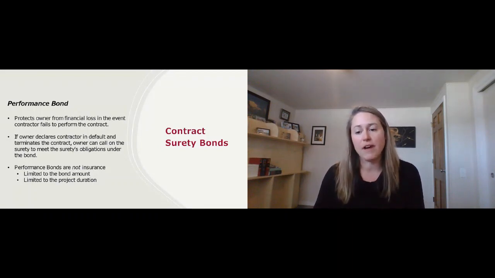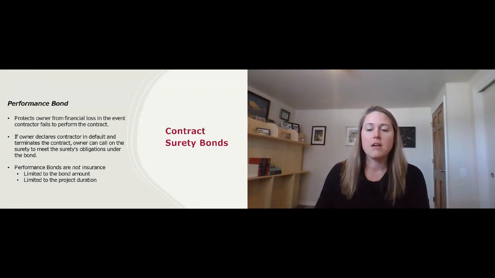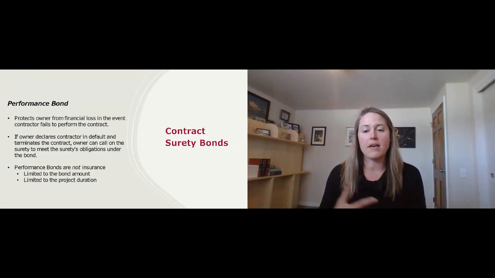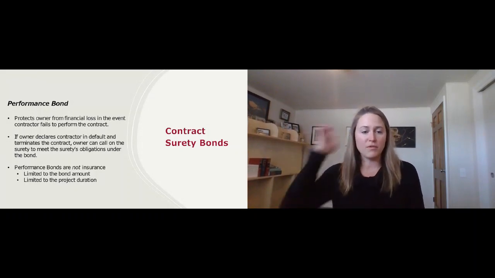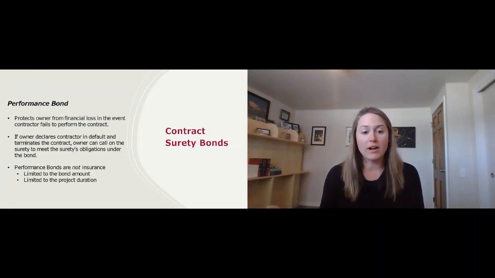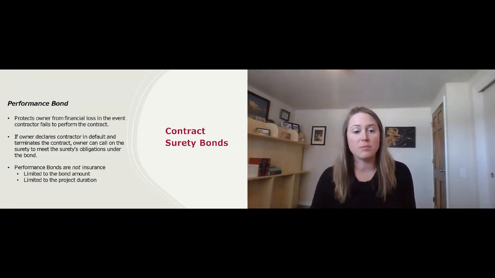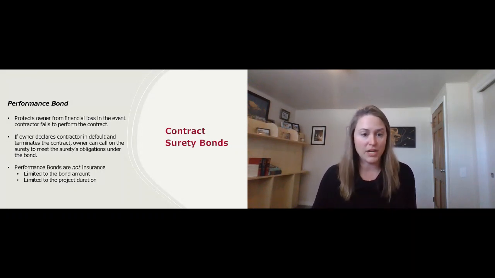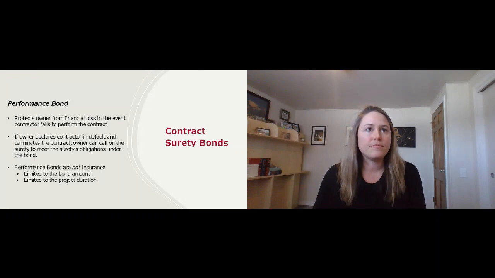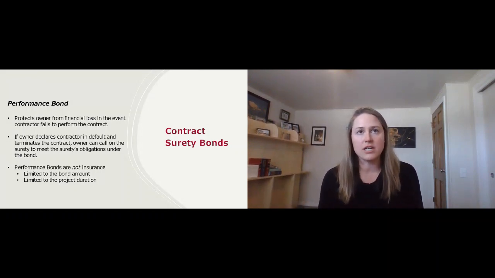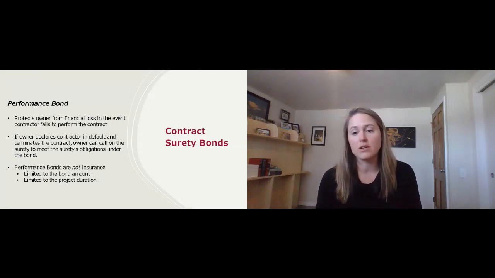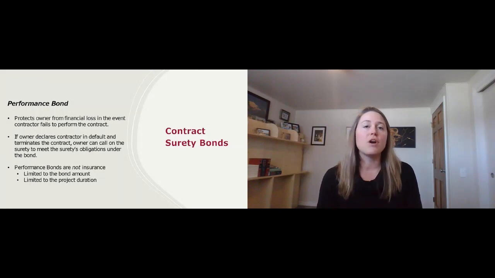Performance bonds are typically provided by a financial institution, such as a bank. They can also be provided by insurance companies, but they are different from insurance. The bond would typically be paid by the party providing the services under the agreement. So for example, if you have an owner that is requiring a performance bond as part of the process under their contract, the contractor that's being hired to perform the work is the one who's going to have to purchase this bond. Basically, it's a way of guaranteeing that you're going to perform the work under the contract. So if, for example, the owner declares the contractor in default and terminates the contract for whatever reason, like non-performance or non-compliance with terms of the contract, the owner can then call on the surety to meet the obligations under the bond.